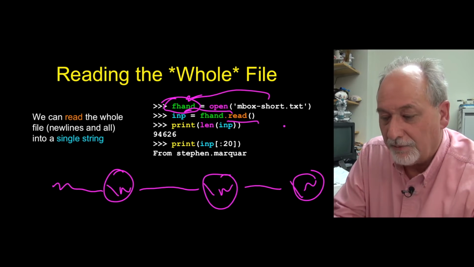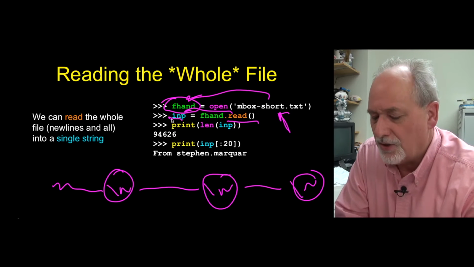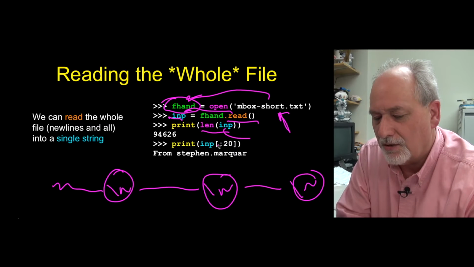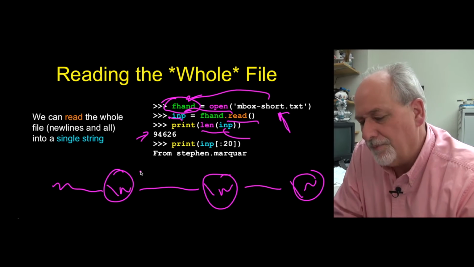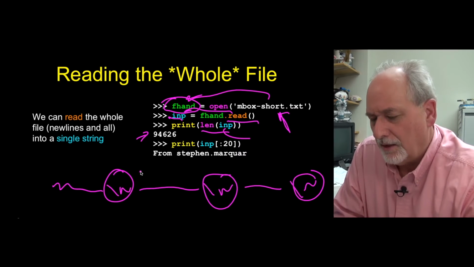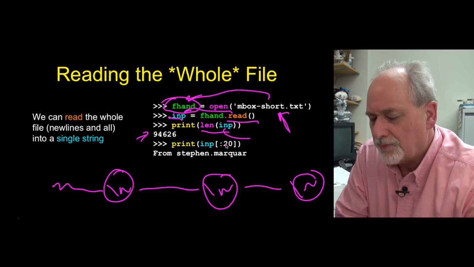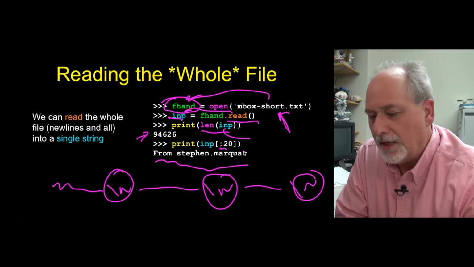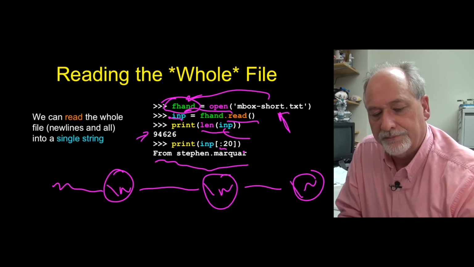Now I picked a file that was short, and so this inp variable now has a string in it, and I can use the len function, pass a string into the len function. It says, oh, 94,626 characters. That's kind of a small little file, and perfectly okay to read it all in one go. And so now I say just print the first 20 characters. That's beginning up to but not including 20, and so it shows the first 20 characters of that little file, which is a From line, because this is a mailbox file.